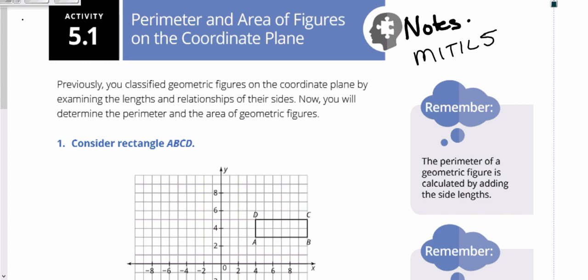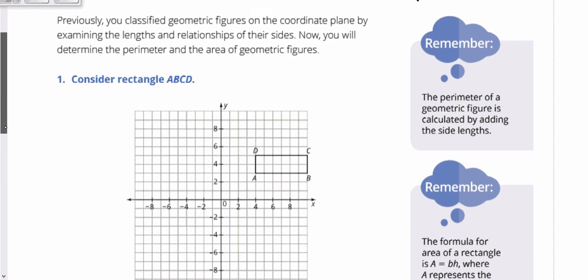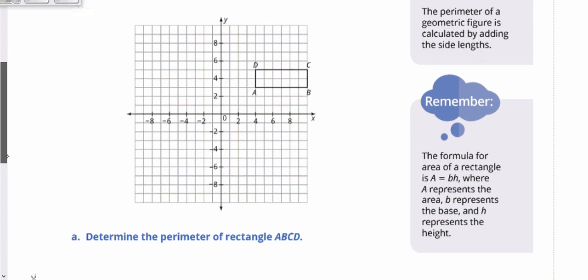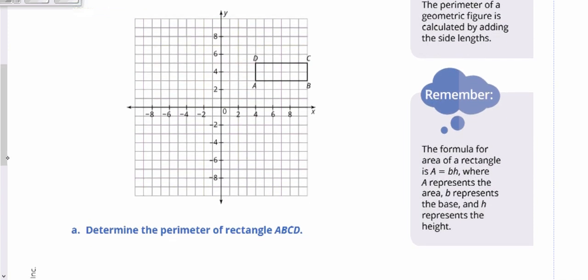All right, so you kind of dealt with distance formula and a little bit of classifying in lesson 4. So now we're going to deal with perimeter and area, so doing distance formula there and that sort of thing. Now this one's pretty straightforward. We have to consider rectangle ABCD, and determine the perimeter of ABCD.